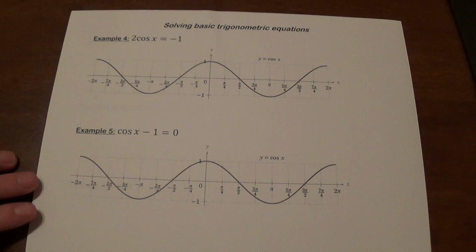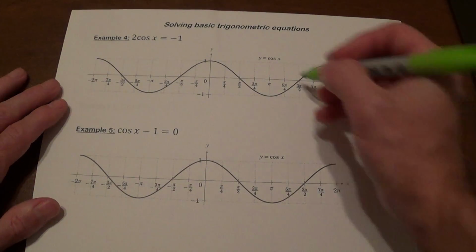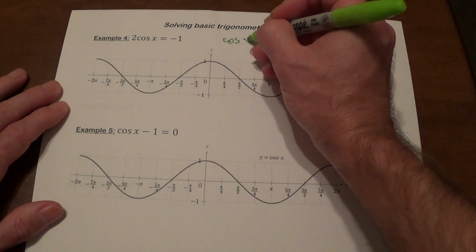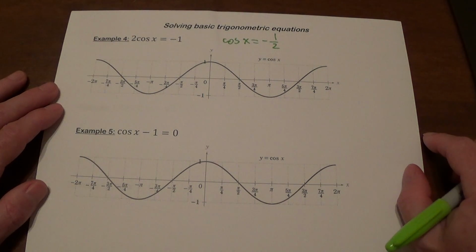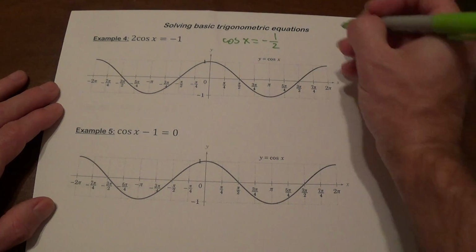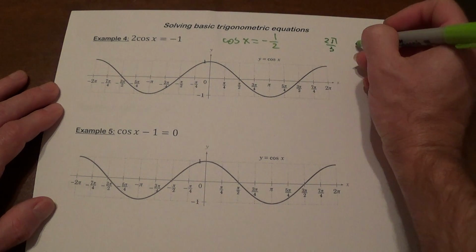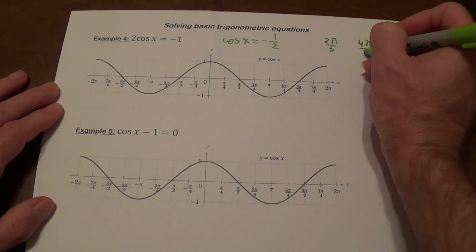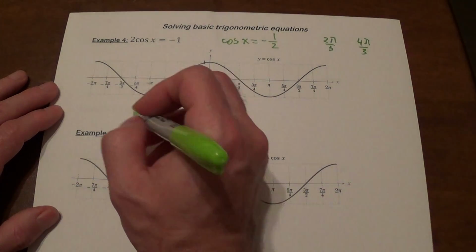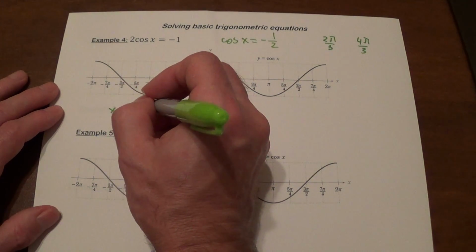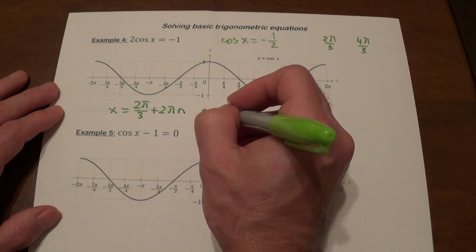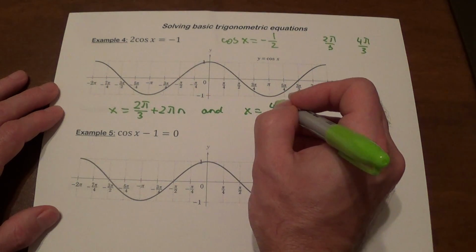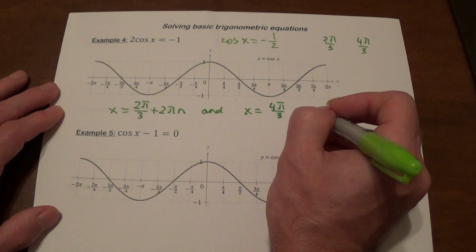Okay. 2 cosine x equals -1. So the first thing we need to do is leave cosine by itself. So it's cosine x equals -1/2. We divide both sides by 2. And now we can go ahead and do it. Where is the value of cosine going to equal -1/2? It's going to happen at 2 pi over 3, and it's also going to happen at 4 pi over 3. So we take each one of them and we add 2 pi n to it. So x equals 2 pi over 3 plus 2 pi n, and x equals 4 pi over 3 plus 2 pi n.